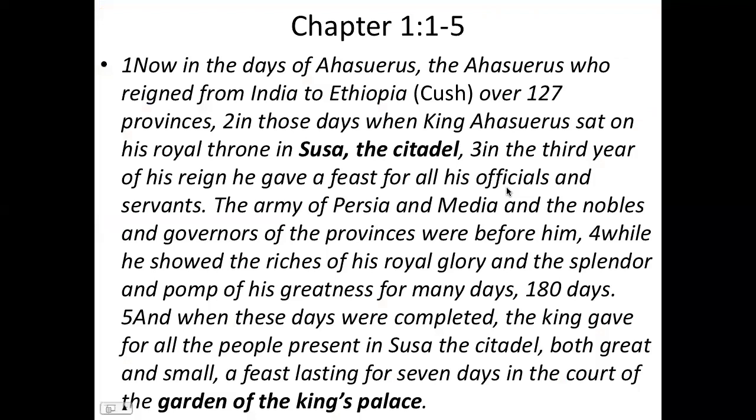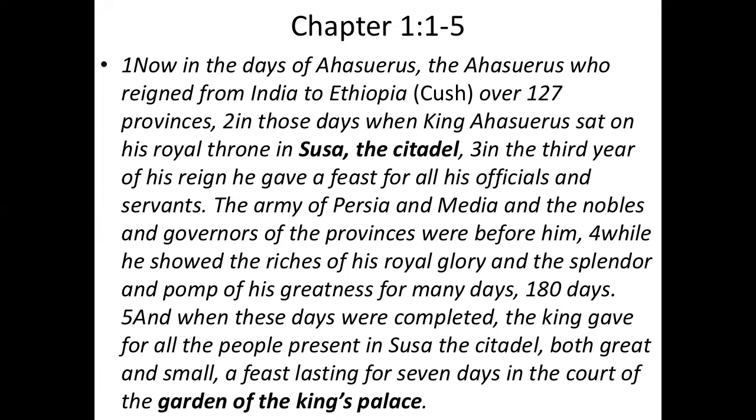So chapter 1. Now in the days of Ahasuerus, that's Xerxes, okay? Ahasuerus who reigned from India to Ethiopia, which is Kush, over 127 provinces. This is not the Ethiopia that we think of way down south in Africa. We're talking Kush. I think this is more like Egypt, Sudan, Libya, that area.